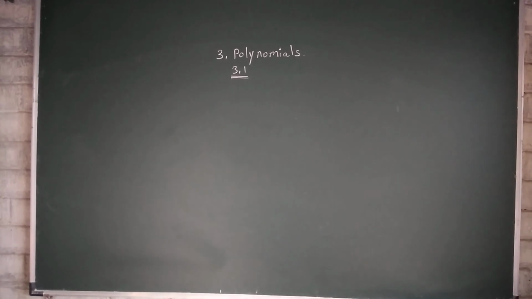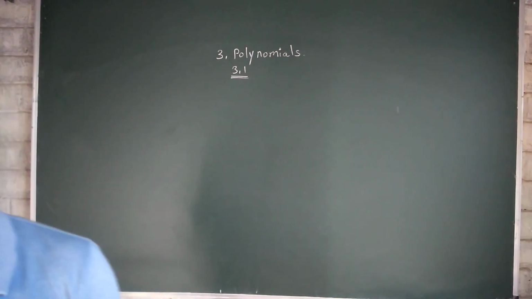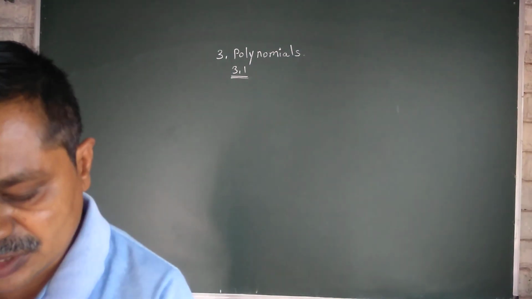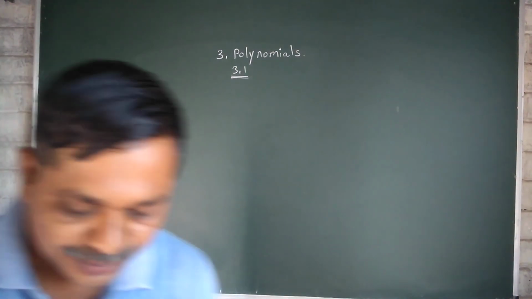Standard 9, Math 1, third topic, polynomial. In that, practice set 3.1. Now, today we will see question number 6. Write the following polynomial in standard form. 6.1.